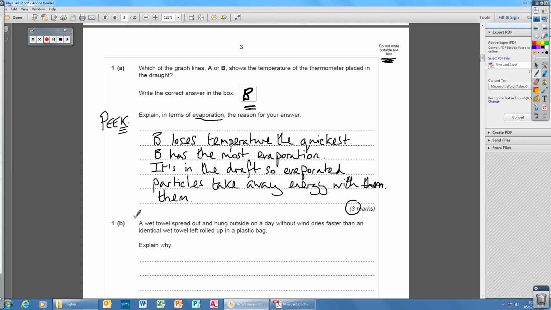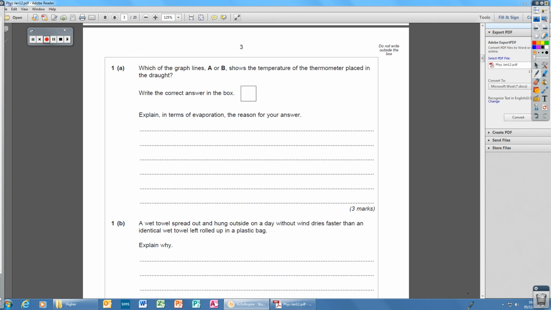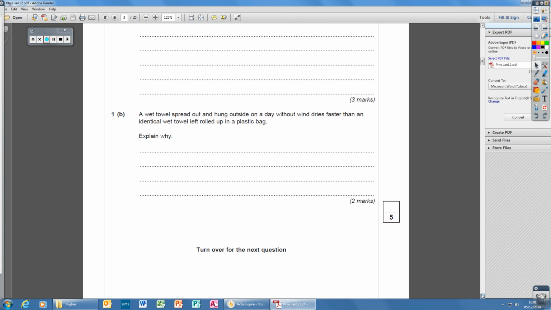Right, looking now to part 1b. A wet towel spread out and hung outside on a day without wind dries faster than an identical wet towel left rolled up in a plastic bag. Right, okay, well, let's pop down to this question and see how many marks it's got to start with. 2. Okay, so explain why. What could I add in here? Okay, so it's really asking about the other factors that are to do with evaporation.